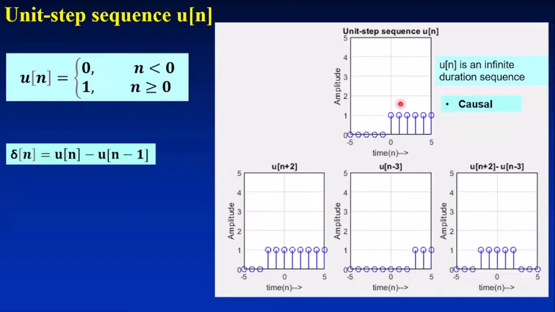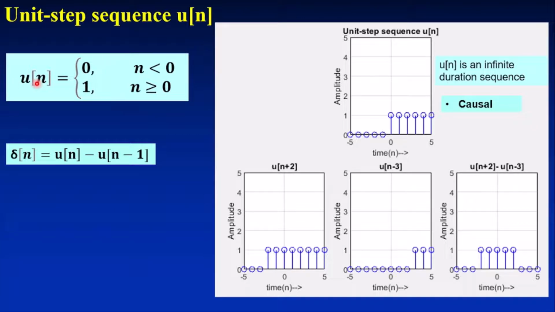So that's about delta of n, and similarly, another important elementary sequence is called the unit step sequence. The unit step sequence has a very important role in control systems. To understand the behavior of a dynamic system, a unit step input is given. Before that, we'll look at the unit step sequence function in the discrete form.